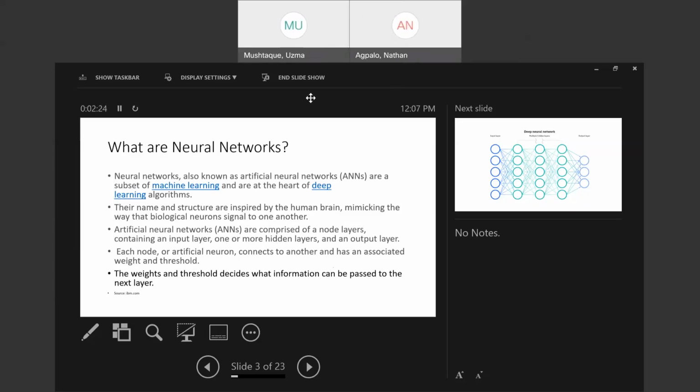Okay. I think I should have done something to stop the sound, but that's okay. All right. So that's the basic definition of an artificial neural network. Yeah. So moving on to the actual structure of any typical neural network, and let me move on to the next slide.